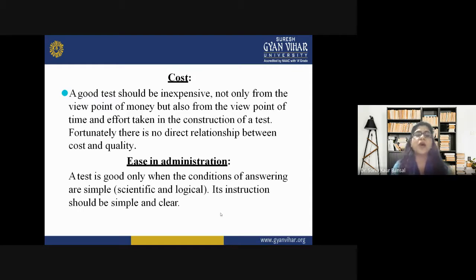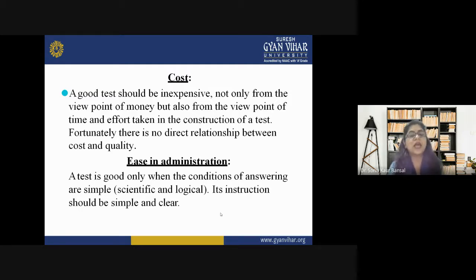A good test must be inexpensive, not only from the viewpoint of money, but also from the viewpoint of time and effort taken in the construction of a test. Fortunately, there is no direct relationship between cost and quality. We cannot state it in a direct way. But it is for sure that if we get inexpensive testing, then definitely we are going to do more and more research, and those who are not able to afford expensive testing will have some good opportunities to do testing on those particular dimensions also. So costing matters a lot.